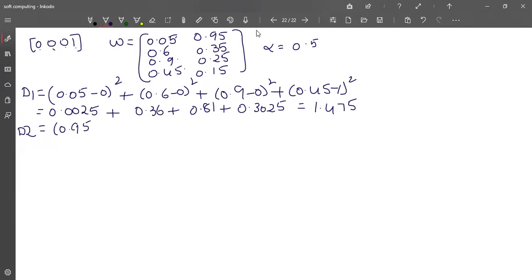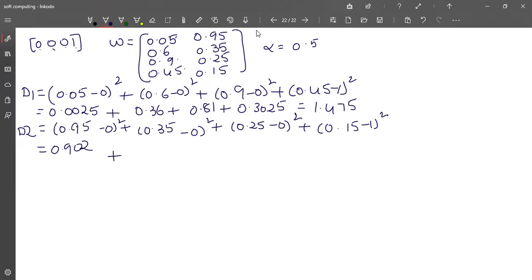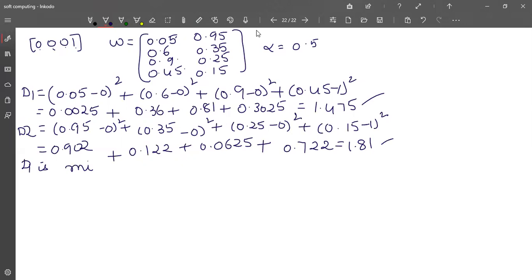Now let's find D2. So it is 0.95 minus 0 square plus 0.35 minus 0 square plus 0.25 minus 0 square plus 0.15 minus 1 square. So 0.95 square is 0.9025, and 0.35 square is 0.1225, and 0.25 square 0.0625, and 0.15 minus 1 square is 0.7225. So if we add this, we will be getting 1.81. So it's 1.4 and it's 1.8. So 1.4 is less than 1.8. So D1 is minimum.